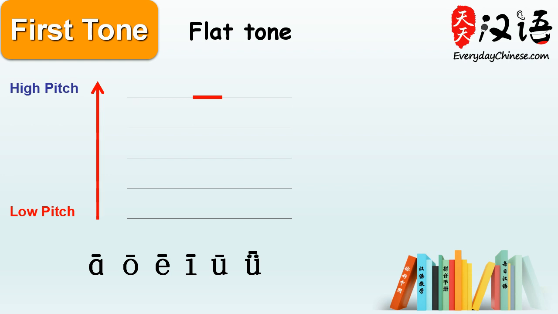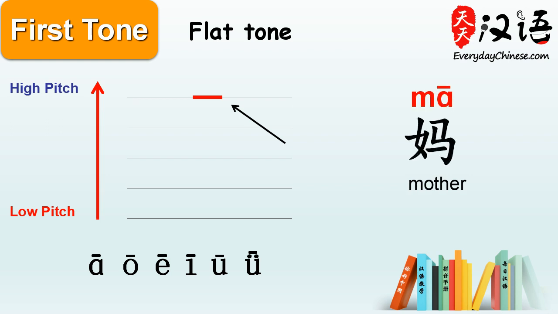The tone mark to represent the flat tone is a horizontal line, just as the line depicts. Keep your voice flat and even. Now read aloud after me. A, o, e, i, u, ü. Check out how we say mother. Mā, mā, mother.